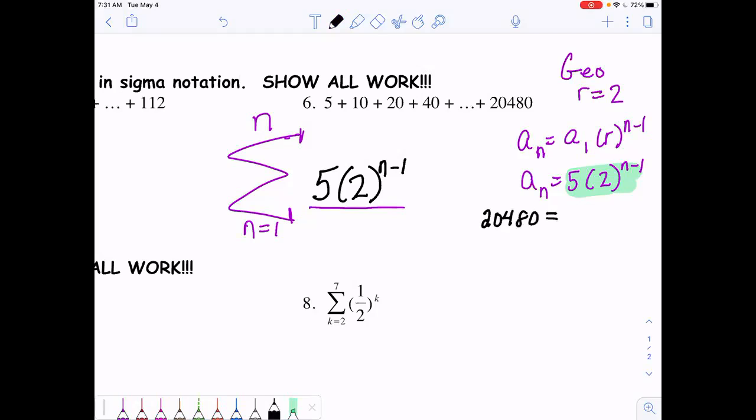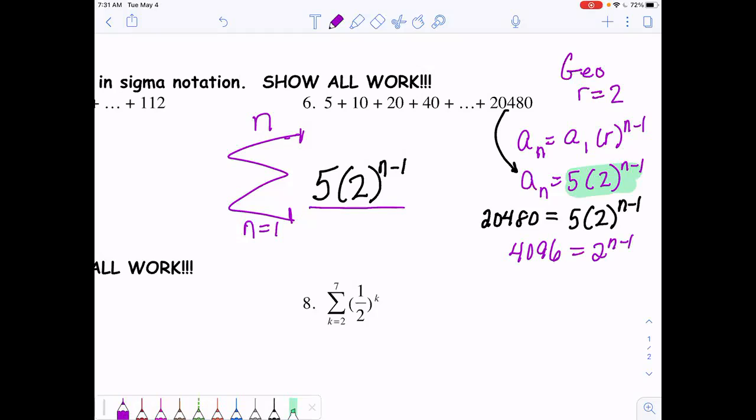Yeah, so you're taking the last term, which is a sub n. That really represents any term in the sequence. Well, we're trying to find the last term, so we're going to use the last term. And then 5 times 2 to the n minus 1. The n represents the position of that term. What number of the sequence is it? So to solve this, we would divide first by 5. And Jaden, do you have 20,480 divided by 5? Yeah, I got 4,096.